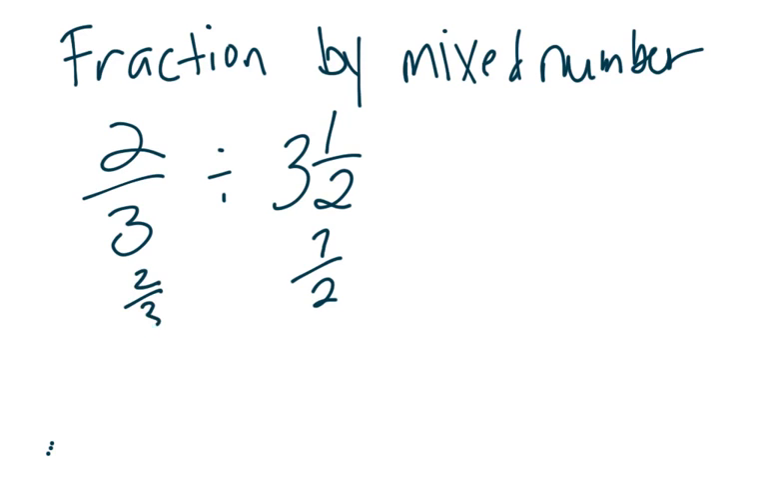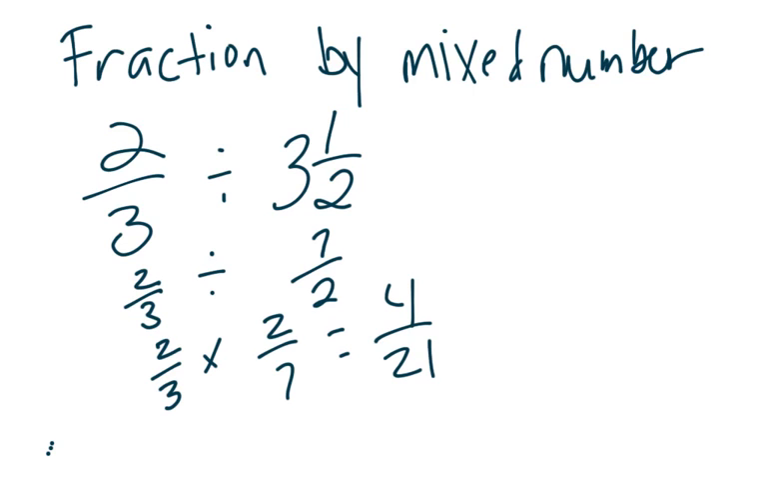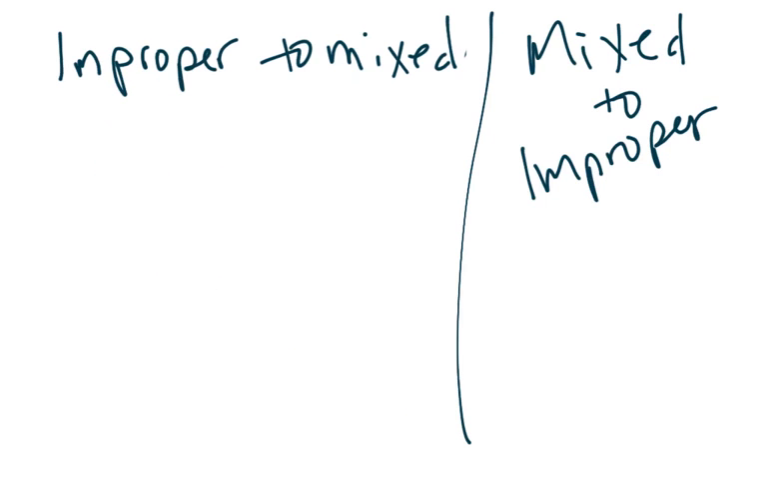I bring down my 2/3 and my division symbol. And now I'm going to use that keep, change, flip process. So I'm going to keep 2/3, change division to multiplication, and flip 7/2 to 2/7. Again, there isn't anything that can be simplified. So I'm just going to multiply across. 2 times 2 is 4. 3 times 7 is 21 for 4/21. And that is simplest form as well.